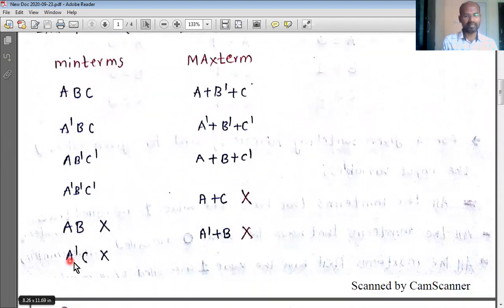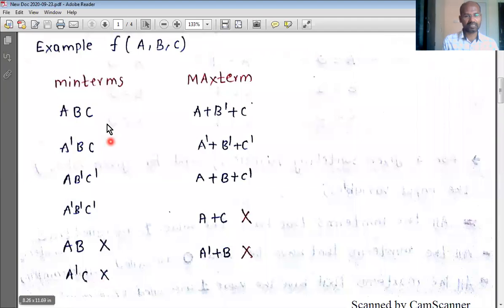In the same way, A bar C, of course A bar is a literal, right? C is another literal, right? But B is missing here. So A bar C is also not a min term. So these are the examples. Next, max term.